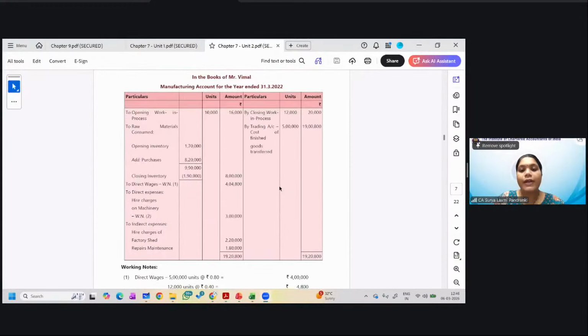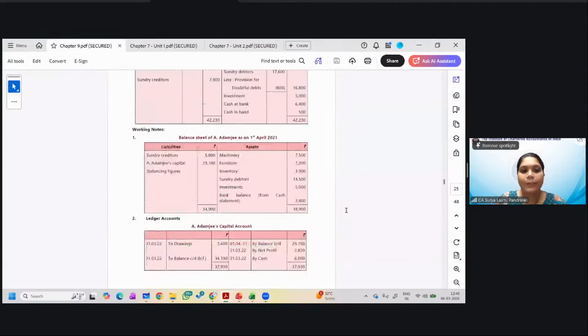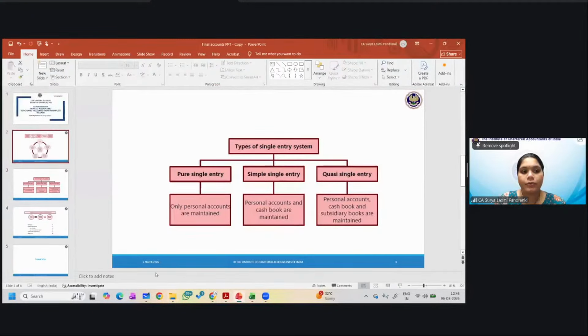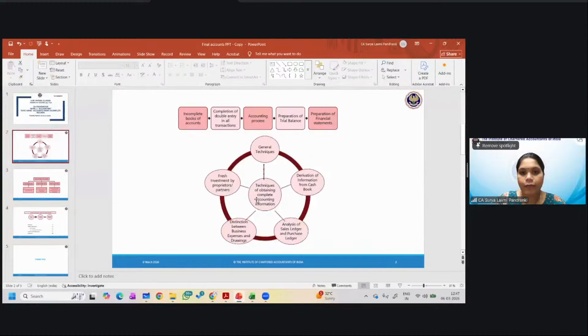Yes. So with this, we have concluded final accounts, wherein we have prepared manufacturing, trading, P&L, and the balance sheet with all different kinds of adjustments. Right. Now we will see one small chapter, which is incomplete records. For this, you just have to know a few things. I have to start this incomplete records.